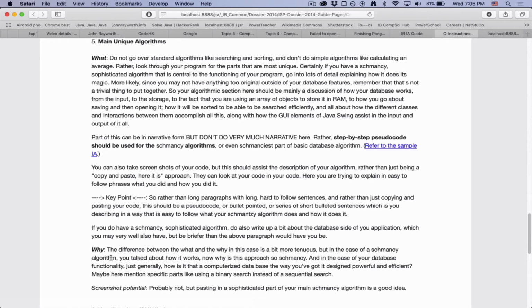And you know, there's not so much of a why for this. We're not talking about the choice of data types here or the use of object-oriented programming. You're basically showing off. In fact, like I said before, your main cool algorithms. So read through.